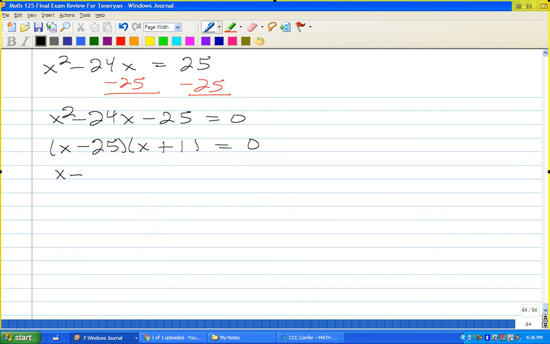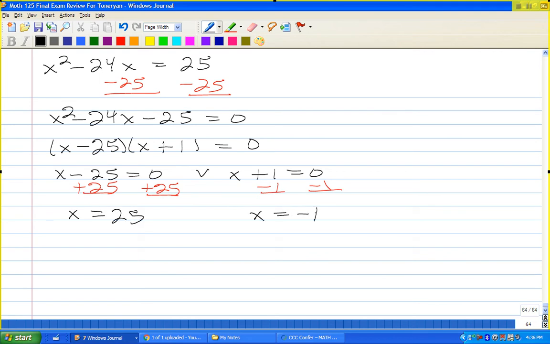By the zero factor property, set each factor equal to 0 and solve for x. Let me add 25 to both sides of my equation, and so x is equal to 25. Subtract 1 from both sides of my equation, so x is equal to negative 1.